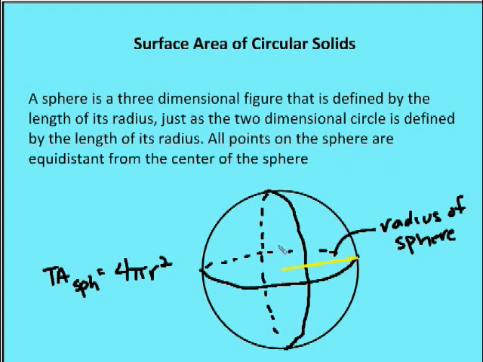All points in the sphere are equidistant from the center of the sphere. Now, there's no lateral and total surface area of a sphere. There's just total surface area of the sphere, and that's going to be 4 times pi r squared. So 4 pi r squared is going to be the total surface area of our sphere. All right, now let's get into doing a couple practice problems, and then we'll be done.